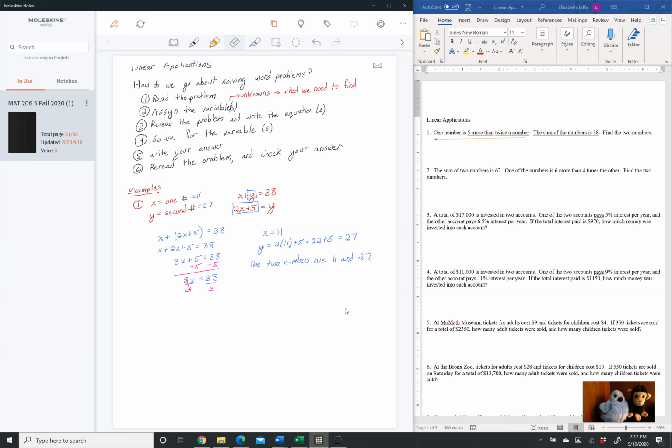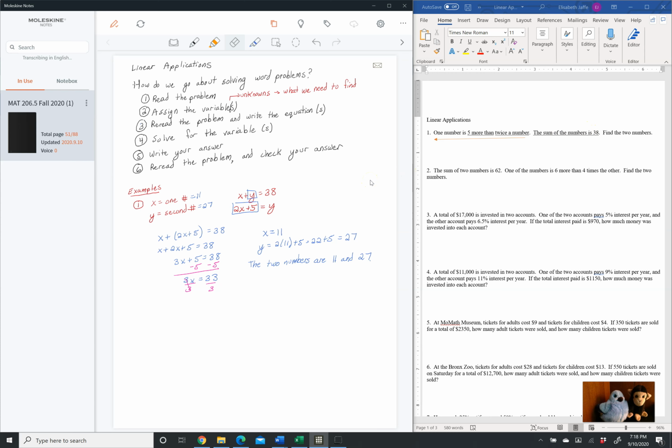So the next thing is reread the problem and check your answer. So this says one number is 5 more than twice a number. So twice 11 plus 5 is 27. The sum of the numbers is 38. 11 and 27 is 38. Okay, so we checked our answer. Okay, the sum of the numbers is 38.